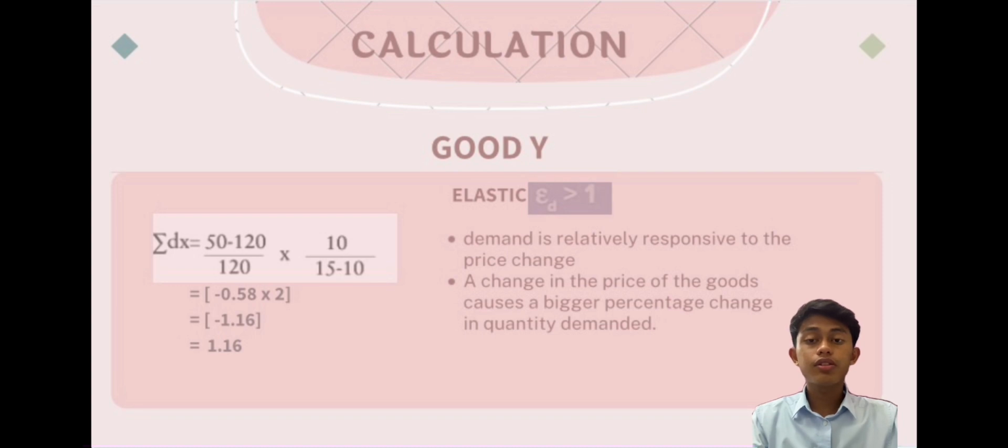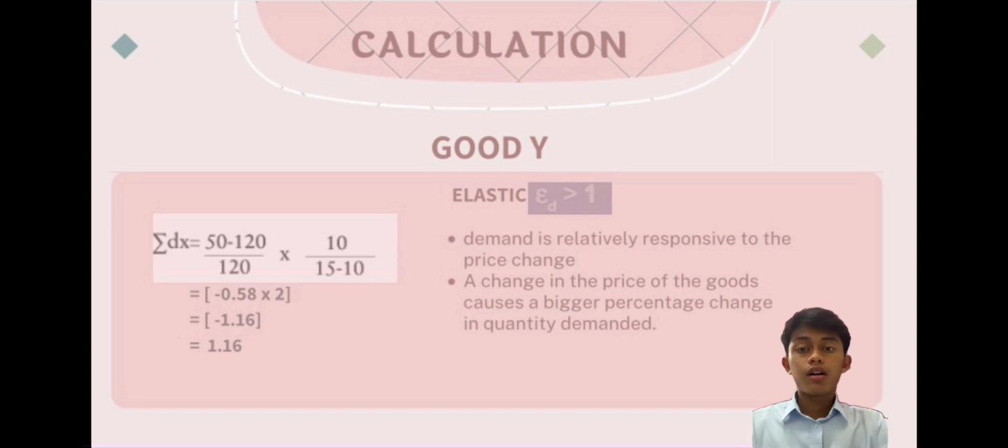Next is the solution for goods Y. For goods Y, the formula to calculate this is the same as goods X. From the table, we can see the new quantity demand for Y is 50 and our old quantity demand is 120. After we calculate all the data using the formula, the answer we get is 1.16.